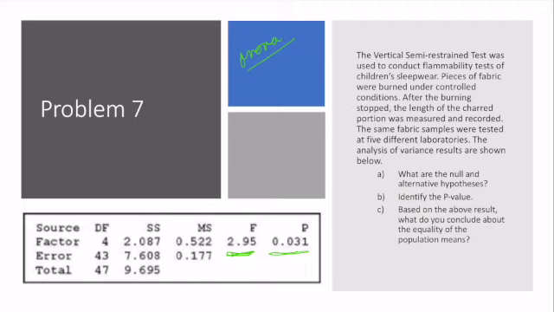I want to know what my null and alternate hypotheses are. So my null hypothesis is that all the means are the same: mean 1, mean 2, and so on, so all the laboratory means are the same. My alternate hypothesis is that at least one of the means is different.